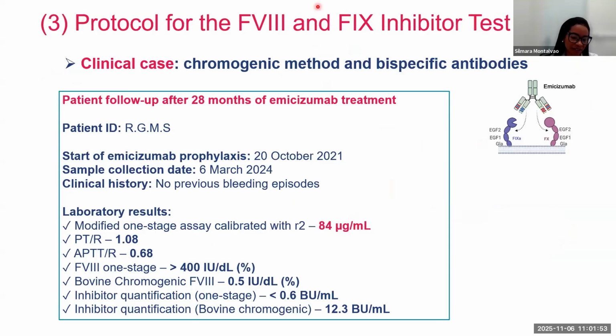Here is an example from my laboratory: a patient with 84 micrograms per ml of emicizumab in the plasma. We can see PT and APTT with normal results, a shorter APTT. Factor VIII in one stage is over 400 units per deciliter. That is artificial because it's not real. When you move on to bovine chromogenic, we can see the real results for factor VIII. And regarding the inhibitor quantification, if you use the one stage method, I got a negative result. When we move on to bovine chromogenic, the result was 12. So this is an important situation where chromogenic is necessary.